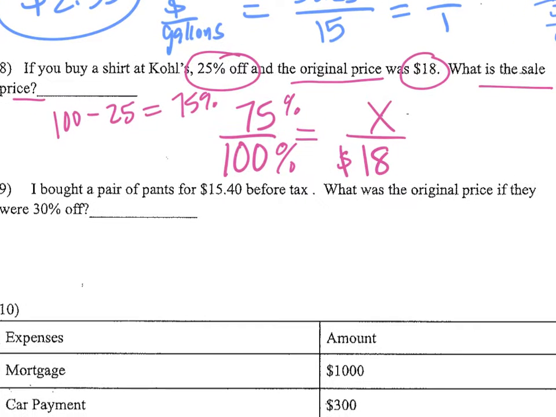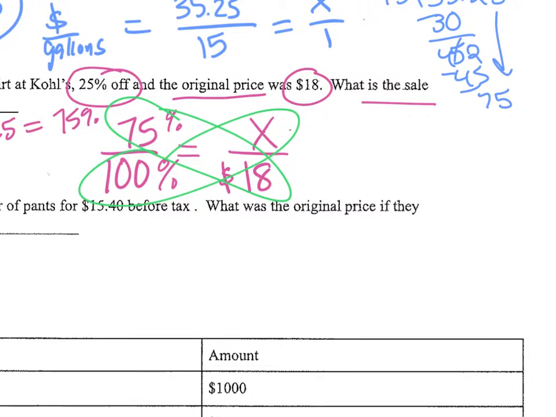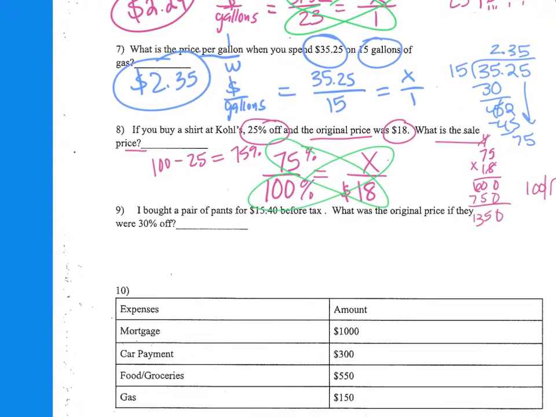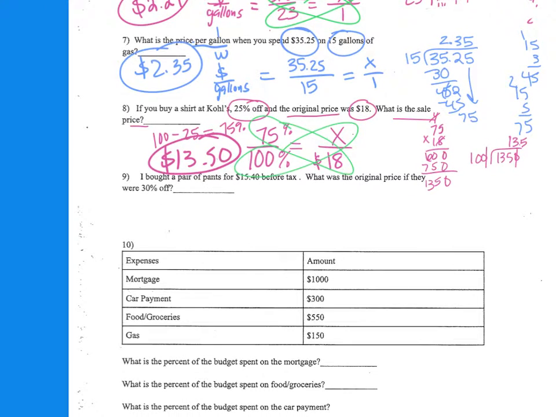And then do the same. Cross multiply and divide. So 75 times 18, and 13.5 is what you're actually paying. You're paying 75% of the original, so $13.50 instead of $18 because it's on sale.